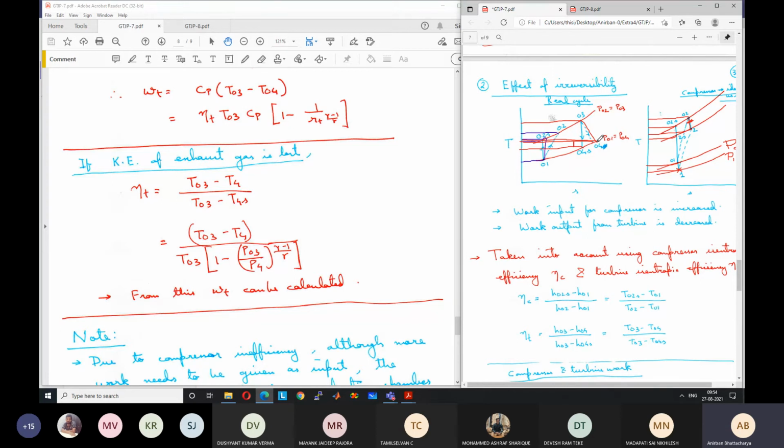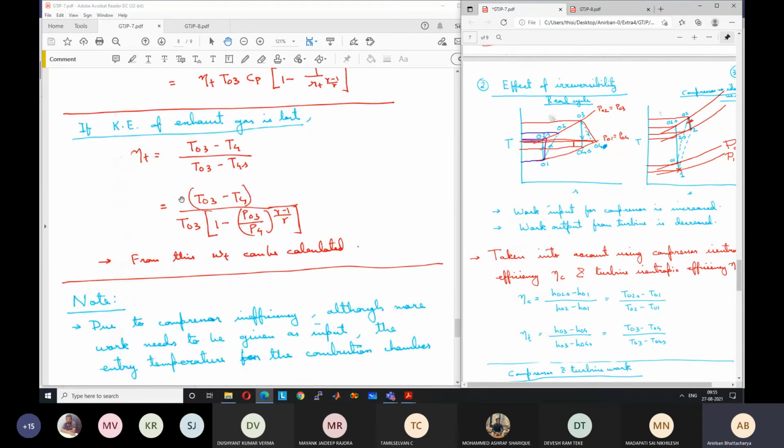So in that case, sometimes eta T is defined as (T03 minus T4) by (T03 minus T4s). Instead of T04 and T04s, we are writing T4 and T4s in terms of static properties, because we cannot use the kinetic energy at the exhaust part. We are assuming that the work output is the difference between the stagnation property at the inlet and the static property at the outlet.